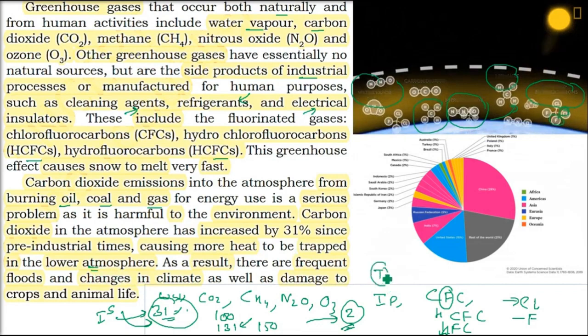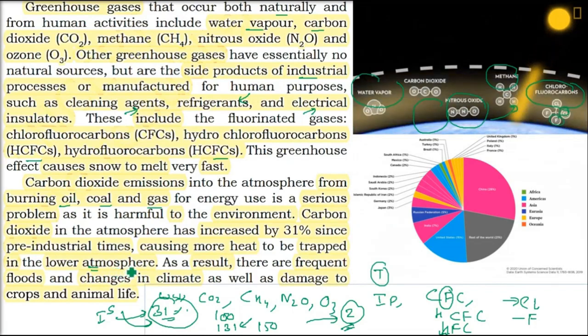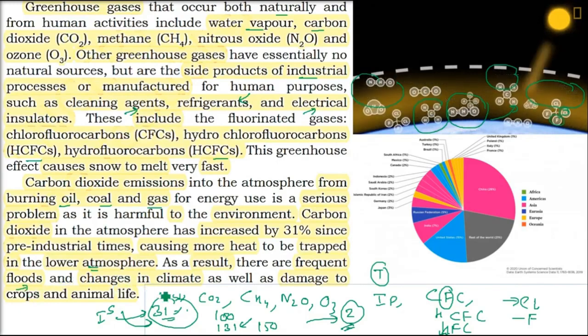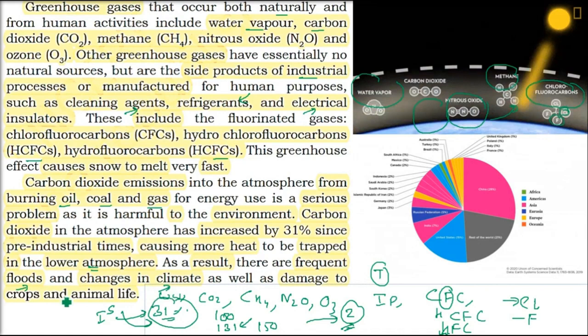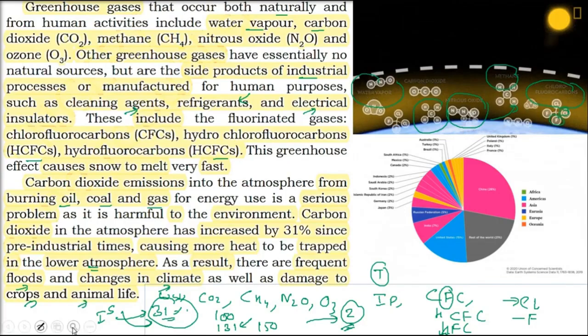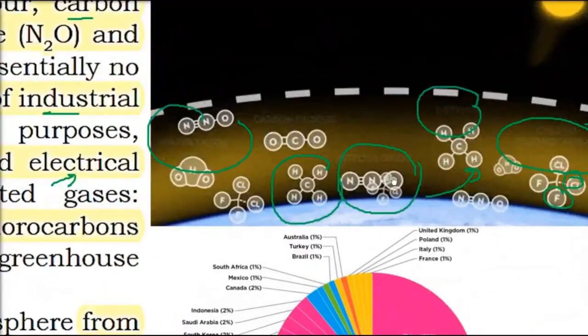Troposphere, the atmosphere. Heat has increased because the climate is changing. We have floods, changes in the climate, drought, famine, damage to crops and animal life. Okay. I want to show a picture which you need to understand.